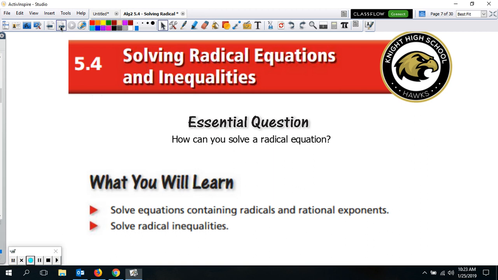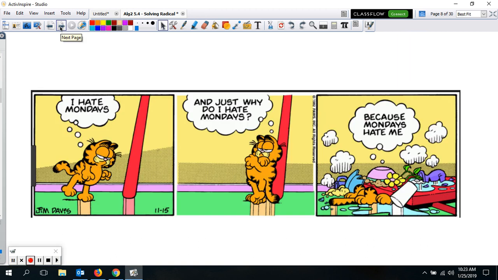First, let's take a look at a little quick cartoon. Garfield's walking along and says, "I hate Mondays." And just why do I hate Mondays? And then the table that he's leaning against collapses on him. "Because Mondays hate me," as he's underneath the pile of rubble.